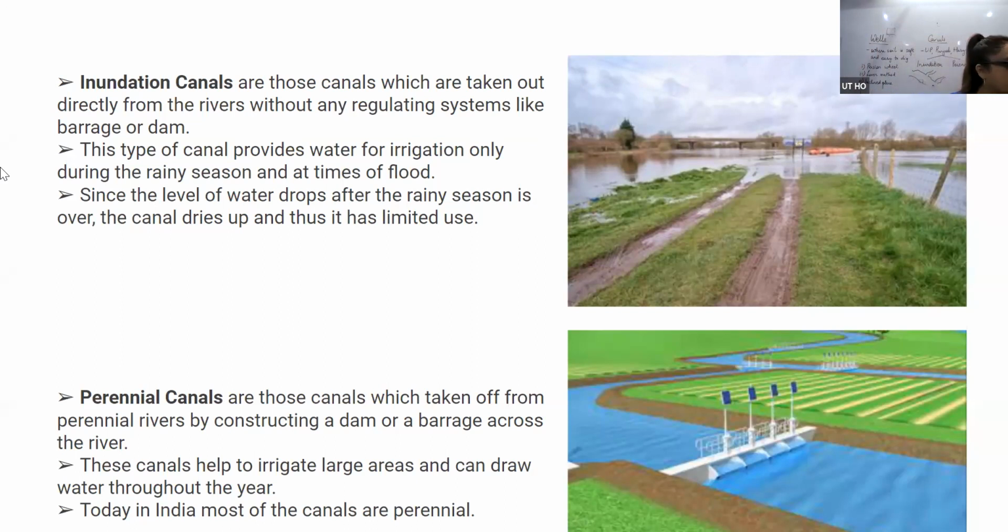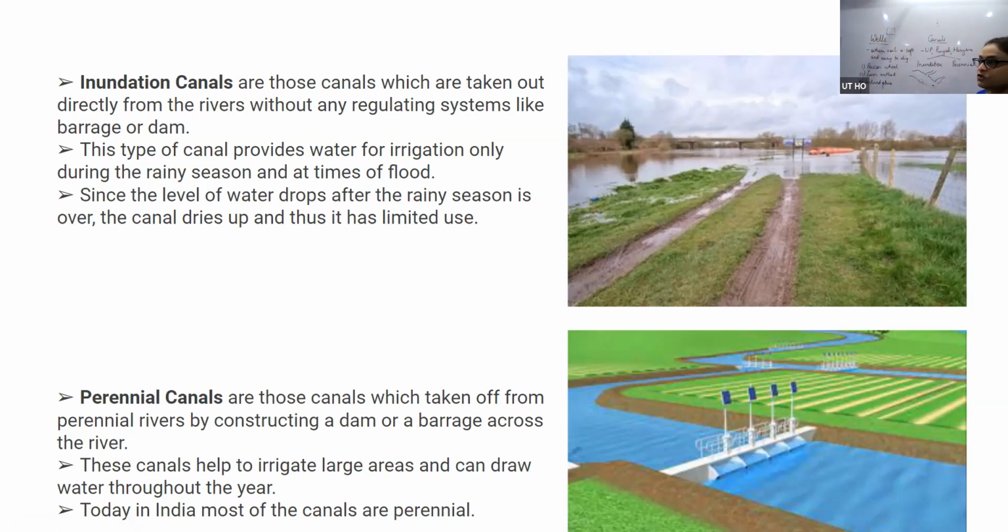What is a regulating system? Means nothing to hold the water or to accumulate the water. The water just flows from the river. So without any regulating systems like barrage or dam, barrage is any kind of an obstruction. This type of canal provides water for irrigation only during the rainy season.